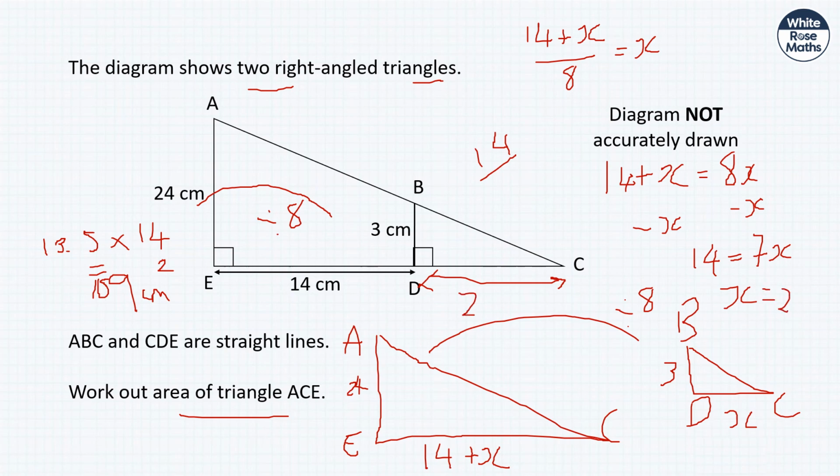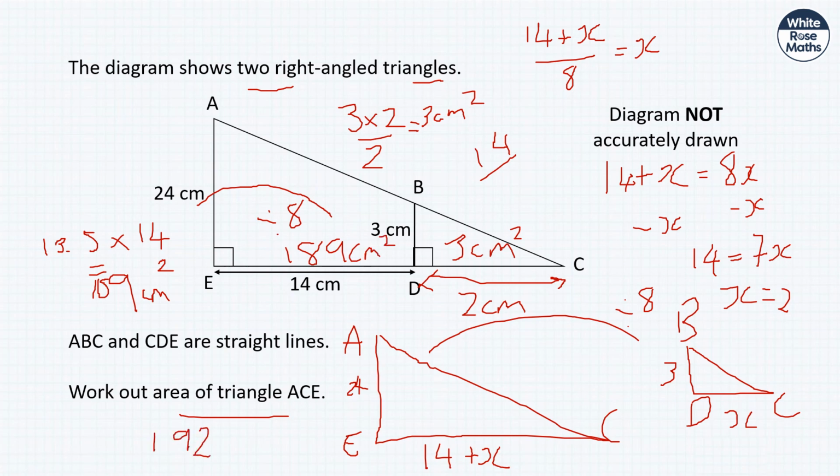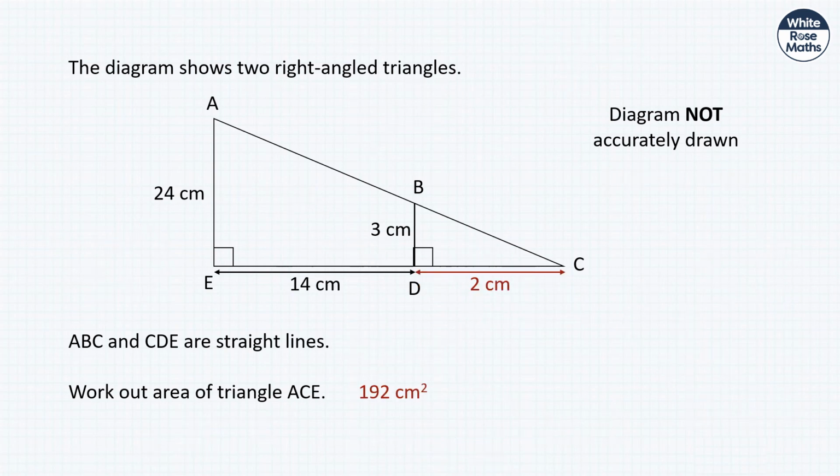So this here is equal to 2 centimeters. Therefore the area of this triangle will be base times height divided by 2, so it'll be 3 times 2 divided by 2, which simplifies to 3 centimeters squared. 3 centimeters squared here plus 189 centimeters squared here will give you the total area, which is equal to 192 centimeters squared, guys. There we go. So we finally got there, guys. Sorry it took me so long.